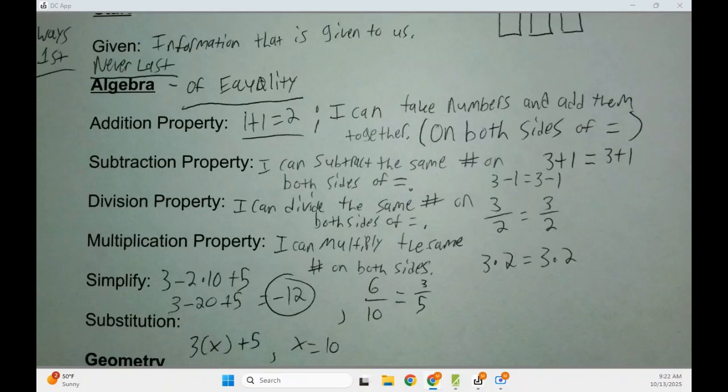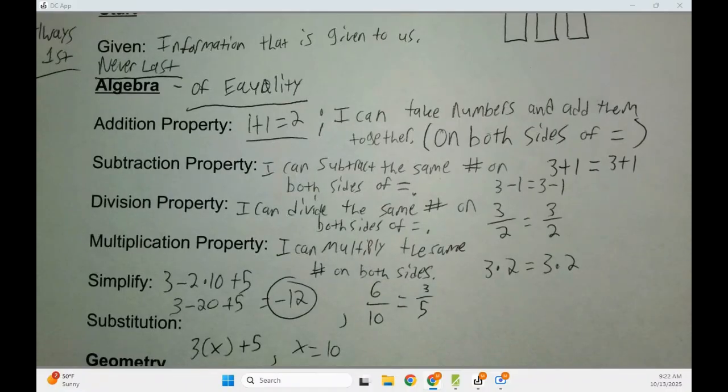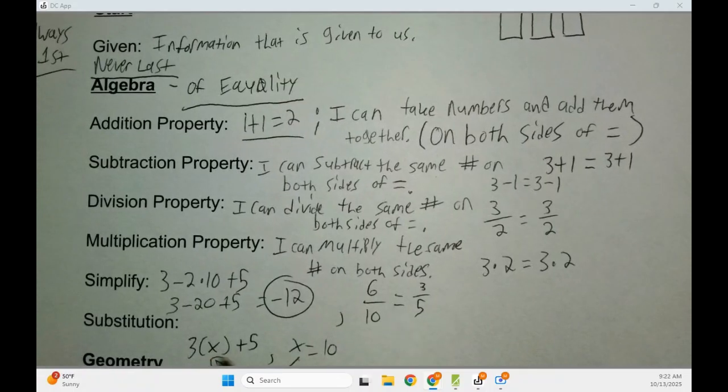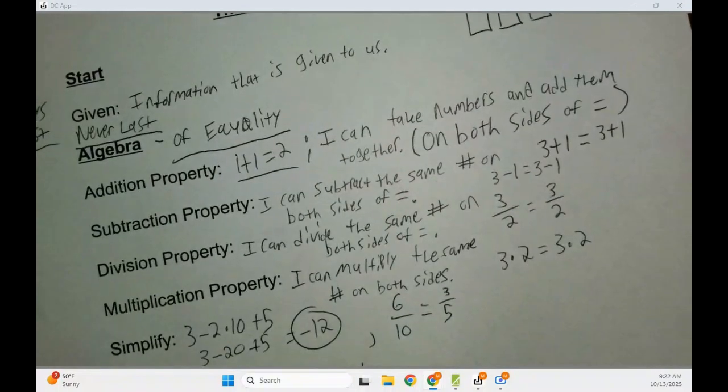If I have x equals 10 and I know that 3x plus 5, what do I do? Couldn't I put in 10 for x? 3 times 10 plus 5? What did I do there? Ooh, substitution. I substituted, right?